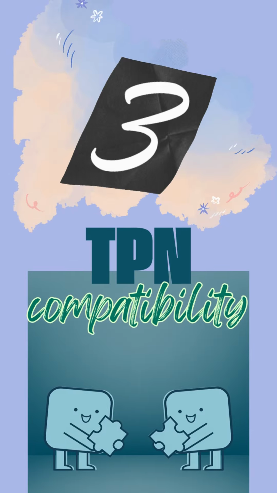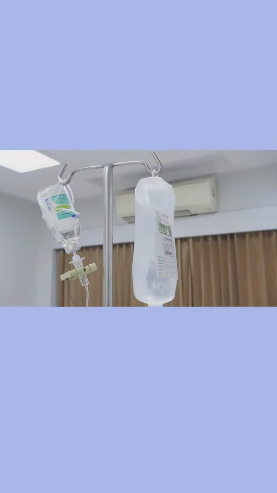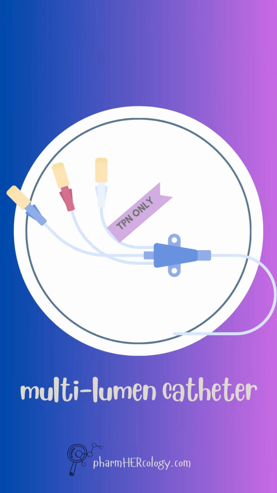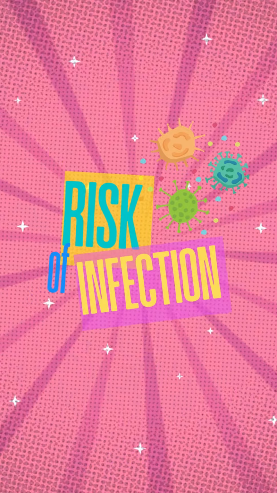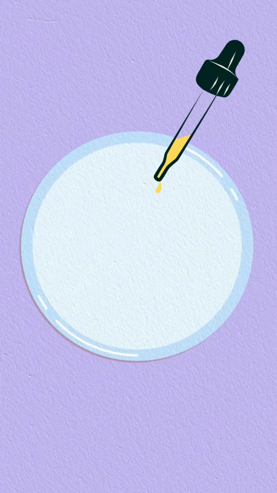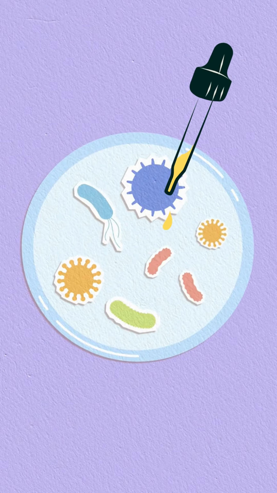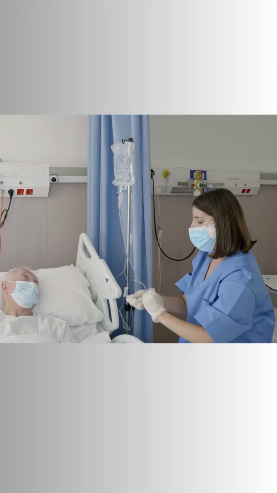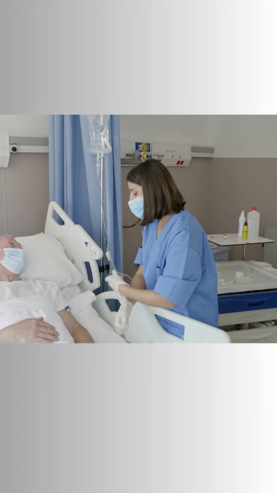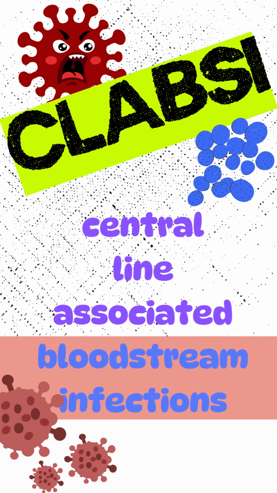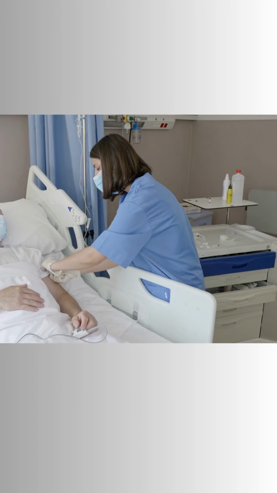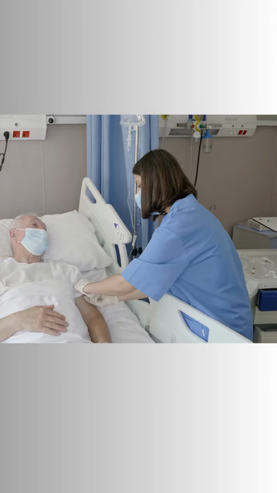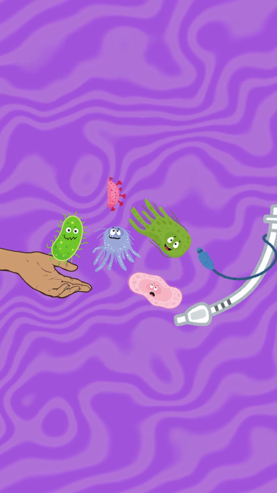Next up, compatibility. Line access is valuable real estate in healthcare. Ideally, TPN should have a dedicated line for administration for 2 main reasons. First is the risk of infection. TPN is a highly concentrated dextrose solution, making it a favorable environment for bacterial growth. Each time that line is accessed to change from TPN to another medication is an opportunity for central line-associated bloodstream infections, or CLABSIs. We want to minimize manipulation of the line and minimize access to the port as much as possible to reduce the risk of bacterial transfer.